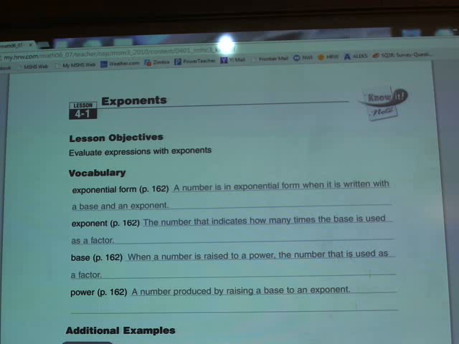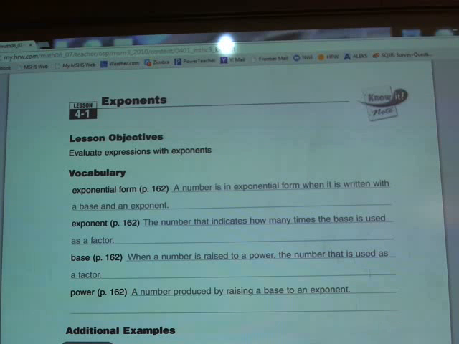Exponential form. A number is in exponential form when it is written with a base and an exponent. An exponent is the number that indicates how many times the base is used as a factor.